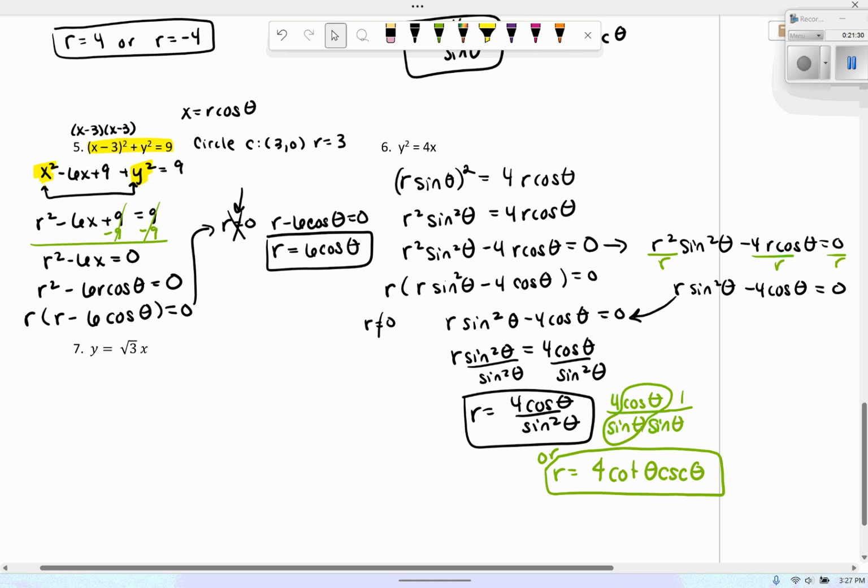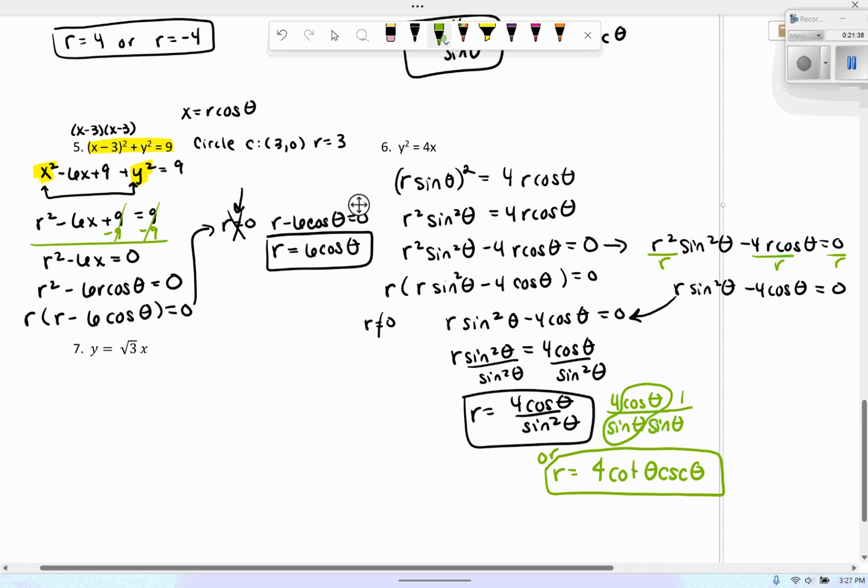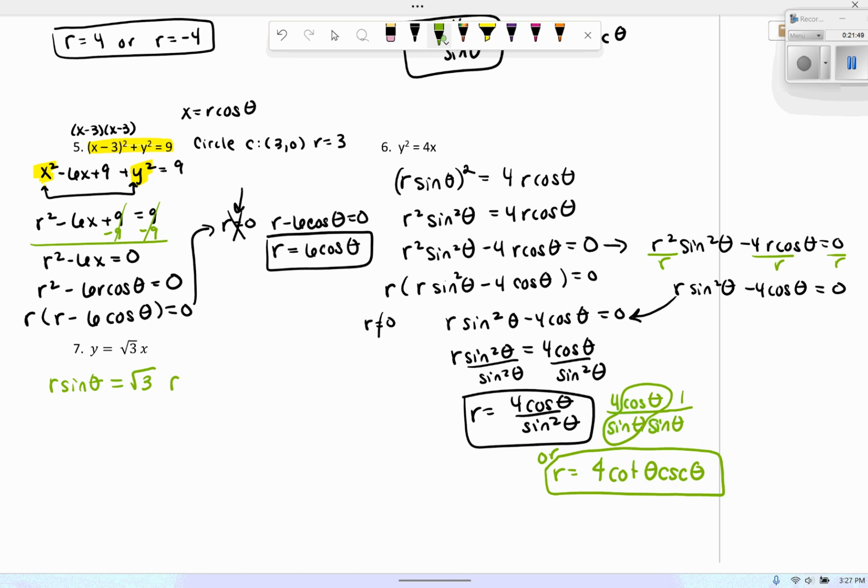Looking at question number 7. So for this one, we have an x and a y. So you could replace this with r. So r sine theta equals root 3, and this would be r cosine theta. And then if you divide by r cosine theta, r over r cancels out, and notice you have sine over cosine. And sine over cosine is tangent.